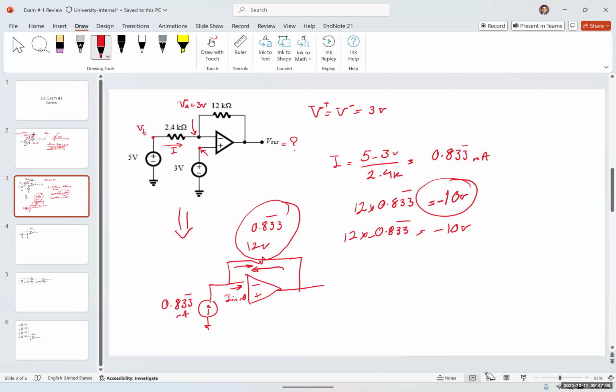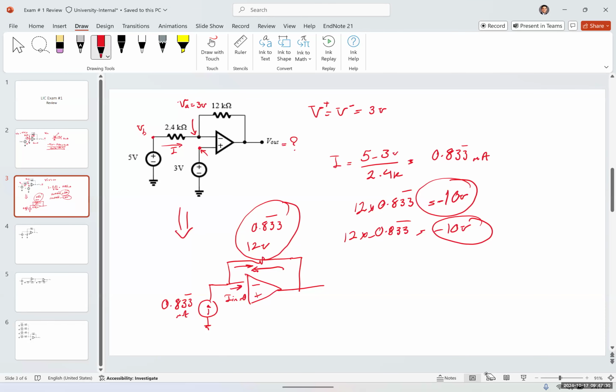Another way to solve it, you can use the summing amplifier equation. Another way to solve it is to use node analysis. So again, 3-4 ways to solve it, but this is the easiest way to solve the problem. So the output voltage is negative 10 volts.